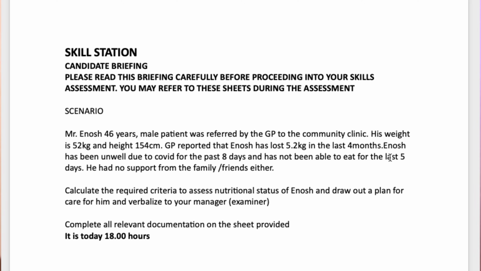And now it says that you should calculate the required criteria to assess the nutritional status of Mr. Enosh, and then you institute a plan. It also says that you should complete all relevant documentations on the sheet provided. Yes, so this is a typical example. As you can see, documenting it on the sheets that they have given you is also very, very important. If you did your calculation and you had 3 and mistakenly you wrote 2, they are going to look at that, and then they will use that and mark you down, and obviously you are going to fail it.